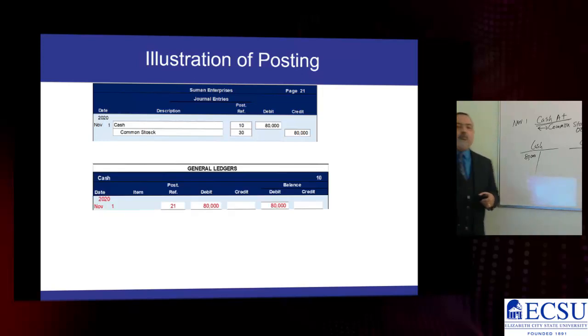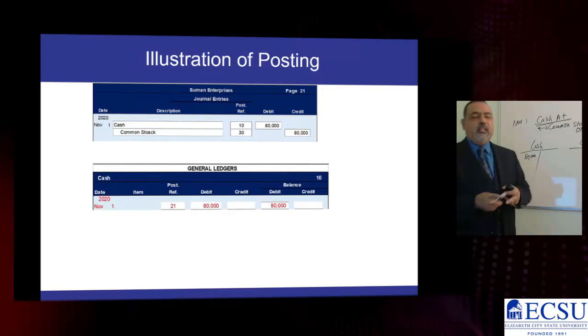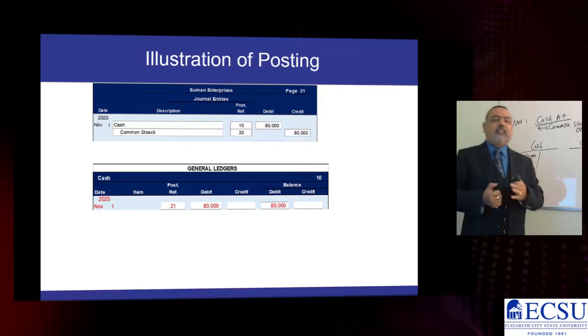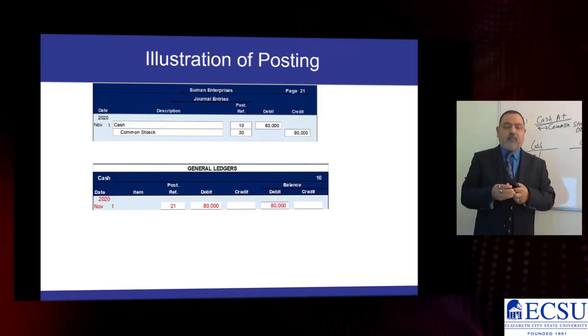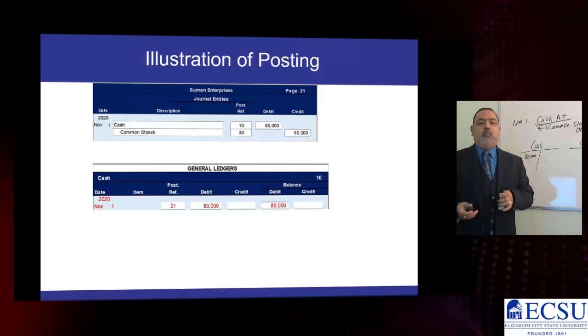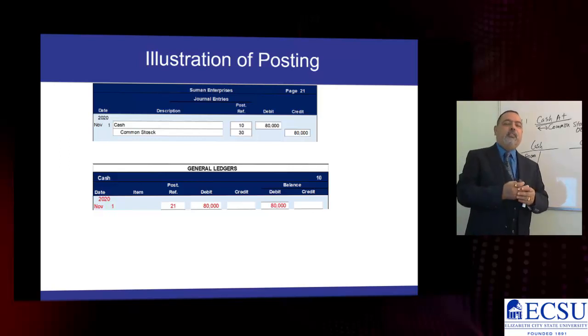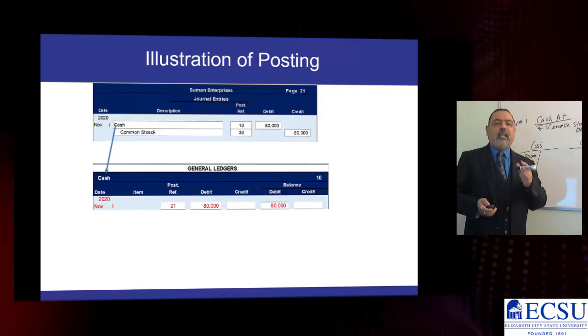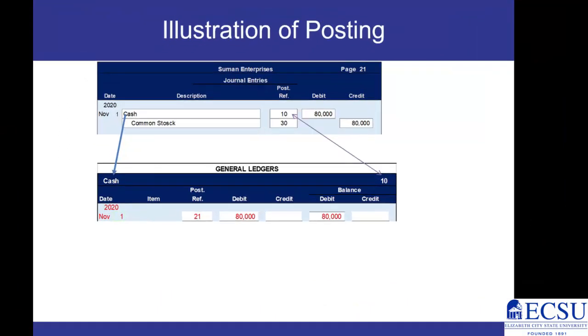But if you are using the four-column ledger account, that's what you can see. What we have done is date 2020, November 1st. In the item column, we have nothing to write so far because this is a general transaction. The posting reference is 21, because I brought that information from page 21 of the journal. You can see the cash account, and the page number is 10 in the ledger. So that's the posting reference.